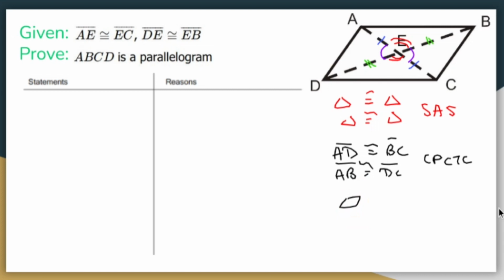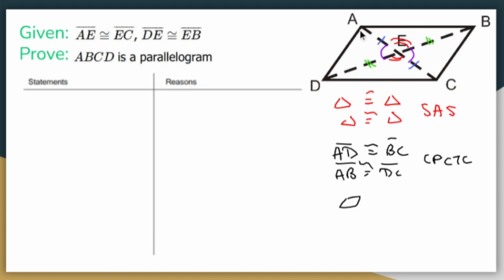Okay? So let me start over. The green and blue is the information I'm given. I could use vertical angles to show that the purples are the same and the reds are the same. Now that I have side angle side four times, I could say the bottom triangle and the top triangle are the same. The left triangle and the right triangle are the same. And since they're the same, I could say that AD and BC are the same, and that AB and DC are the same, because corresponding parts of congruent triangles are congruent.